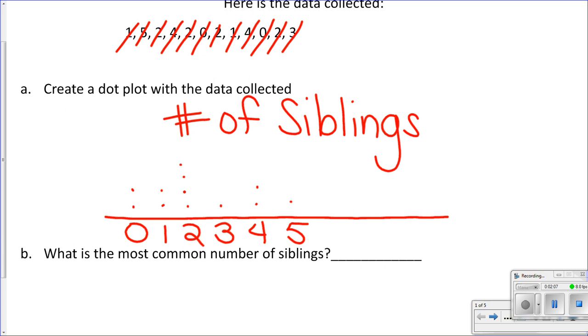It is 2. It is not 4. You don't tell me where you find the most dots, you don't tell me how many dots are there. You tell me the most common number of siblings. And since these numbers are the siblings, your answer is 2. You would answer with the number 4 if someone said, how many people have 2 siblings? Because the dots are the people's answers.